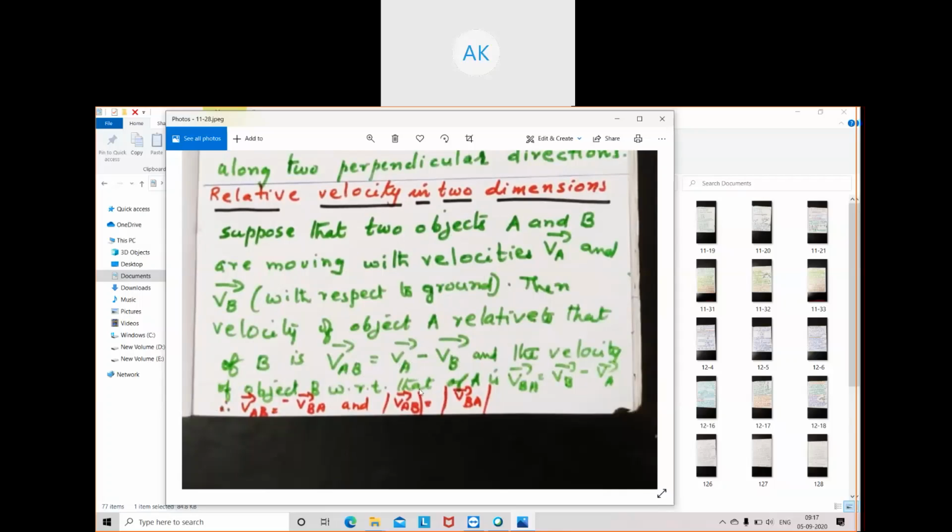When we take the modulus, both are the same. Modulus of vector VAB equal to modulus of vector VBA. The modulus is the same, that means the modulus gives the magnitude. Direction will be opposite.